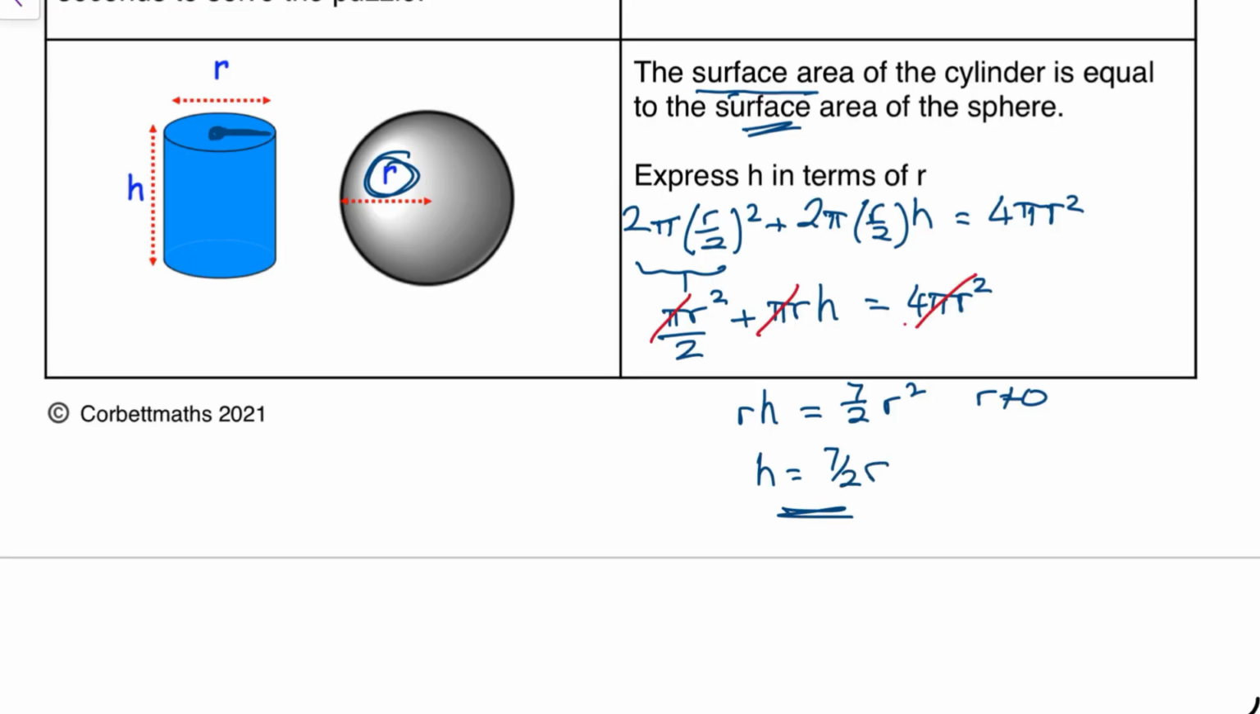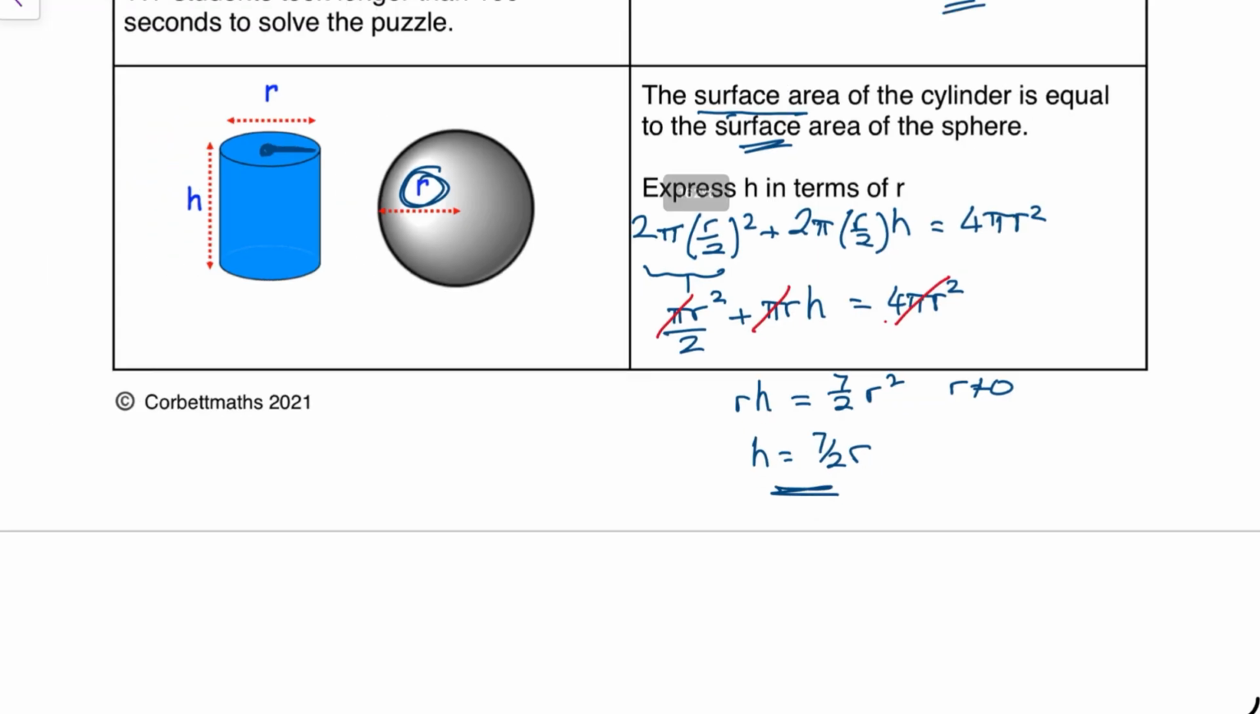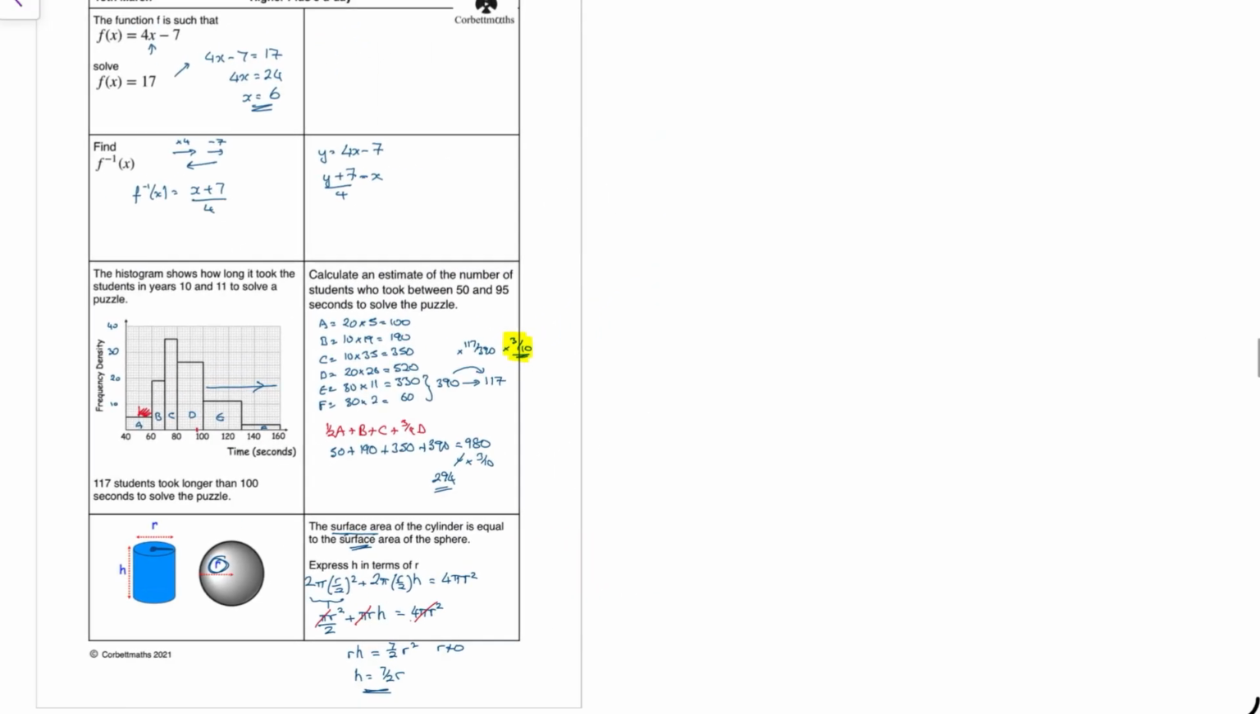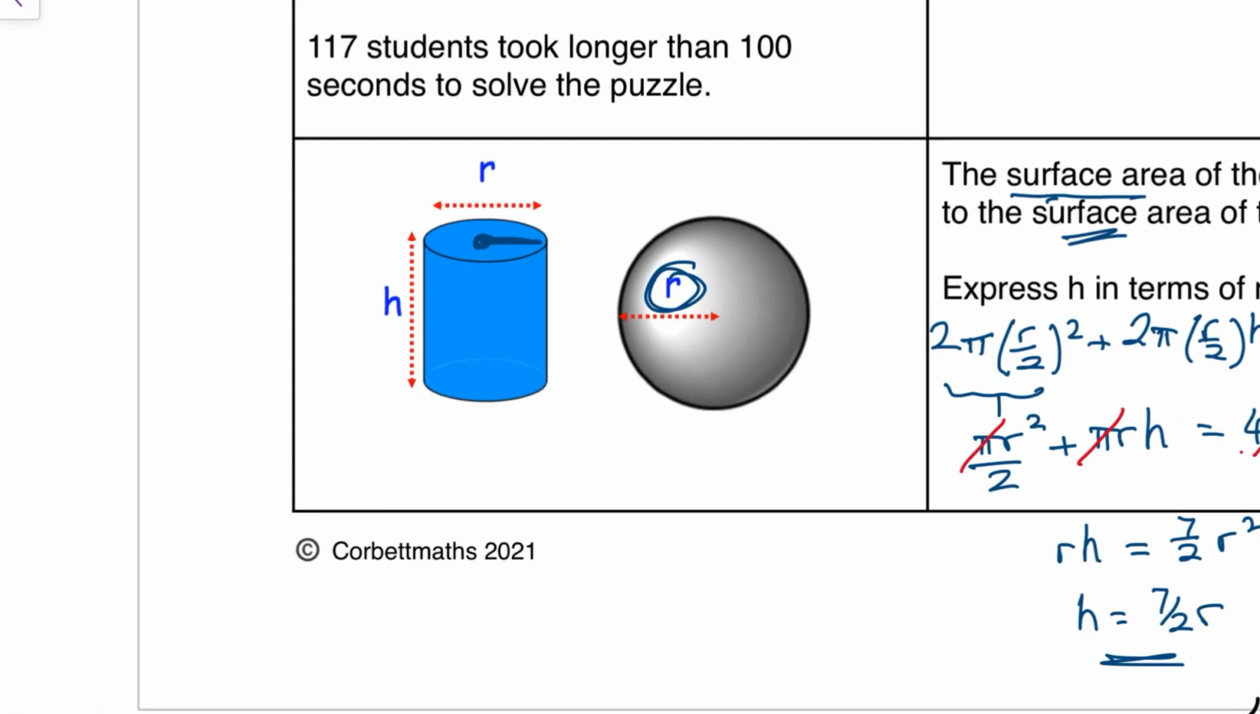That's what I need to do. Wow, what a question at the end. That started really easily, didn't it, with a very straightforward functions question. That histogram question was nasty, really not nice, and that final question was really horrible because it implies that R is the radius, but it's not R because it's R over 2, so you have to be careful.